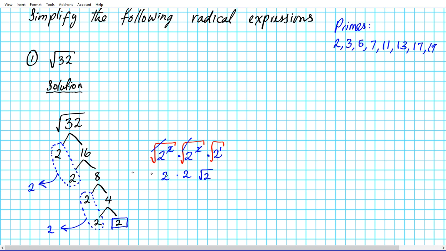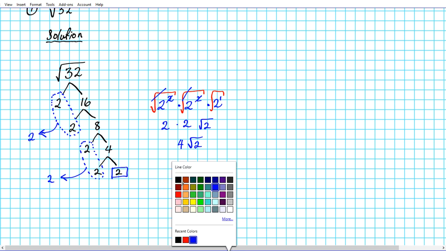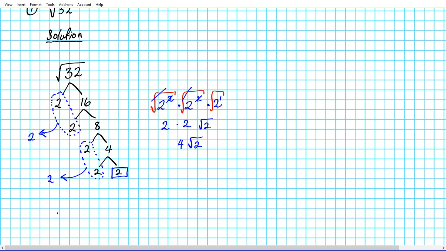Now, what do you do with the two numbers that are out? The two numbers that broke out because they have partners, you basically multiply them. So 2 times 2 is 4. So 4 root 2. That's what your answer is going to be. Okay? So let's go ahead and write it down. The square root of 32 is equal to the product of these two numbers, 2 times 2 root the number that couldn't break out because it's alone. And then you have 2 times 2 is 4, and 4 root 2 is the simplified form of the square root of 32.